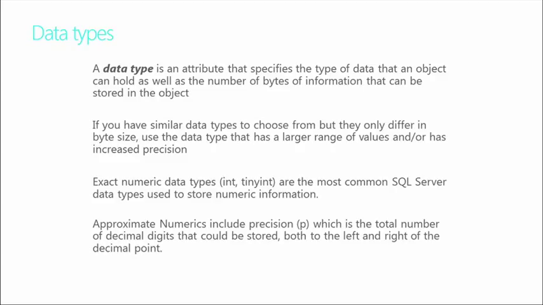Some exact numeric data types are int and tinyint, and these are probably the most commonly used data types because they're storing numeric information. And then we have approximate numeric types. These include precision, indicated by the letter P, which gives us the total number of decimal digits that can be stored both to the left and to the right of the decimal point. All of this has to be considered when you're deciding what columns to create for your new table, and what type of data you're storing in there. The album ID, for example, is most likely going to be a numeric type value.